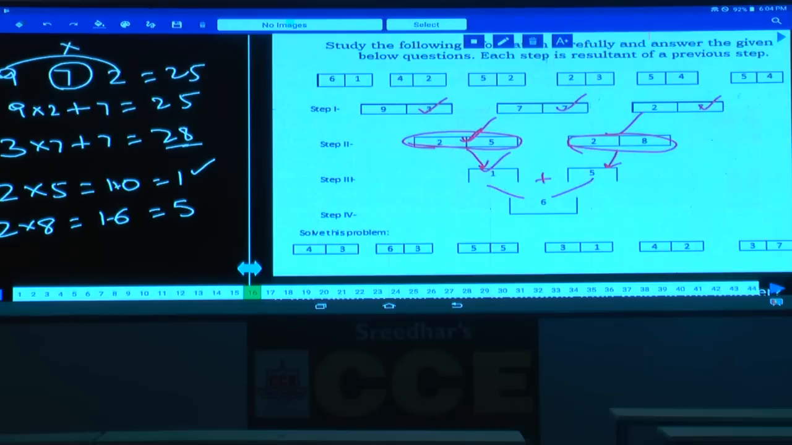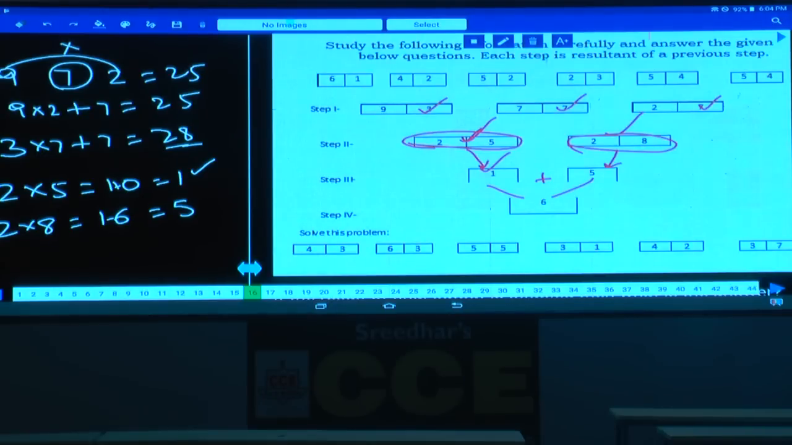Yes. Next one. Then question numbers 19 to 23.